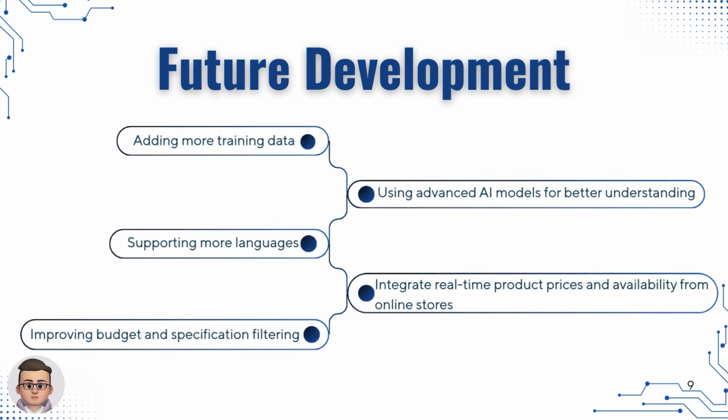Integrating real-time product prices and availability from online stores. Currently, our product catalog is static. A crucial improvement would be connecting to live databases and external APIs to provide accurate, up-to-the-minute information on product pricing, stock levels, and order validation.